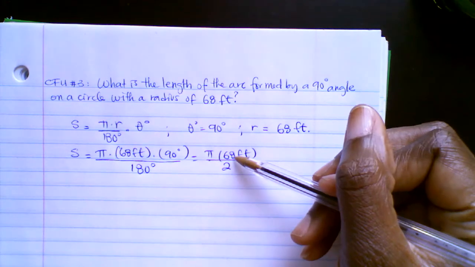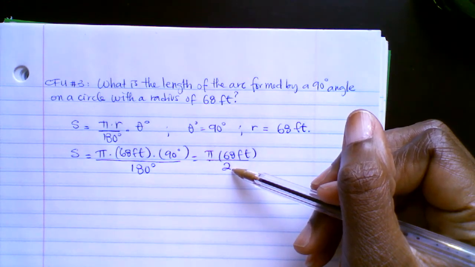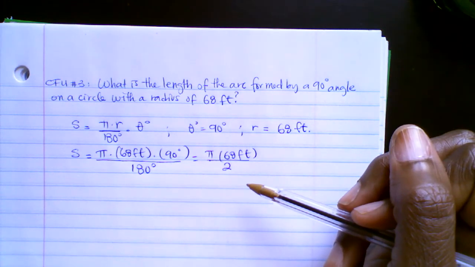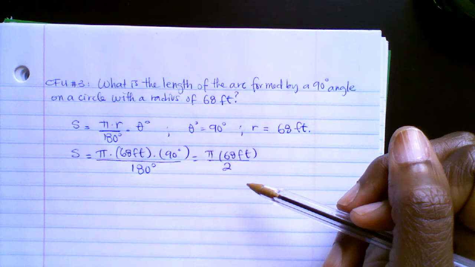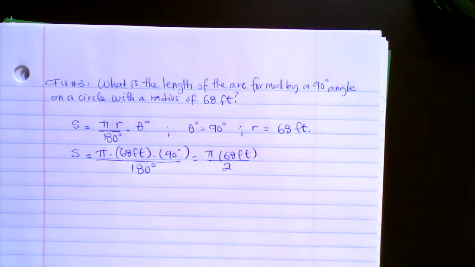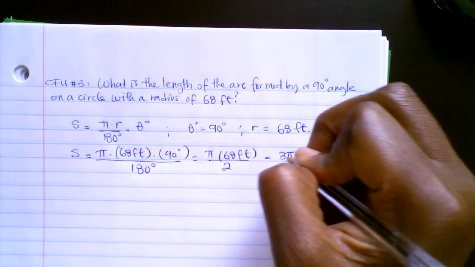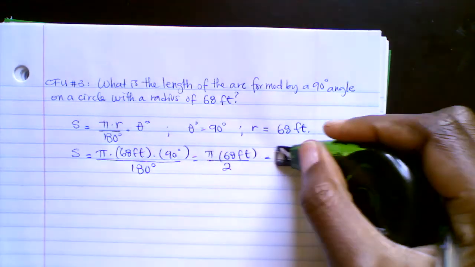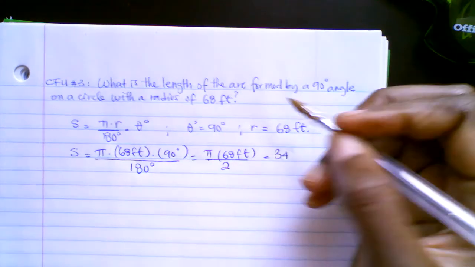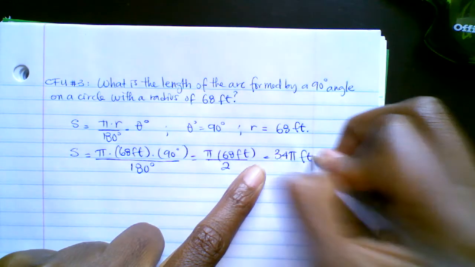And I know that 68 divided by 2 is 34, sorry, 34. So it's going to be 34 pi. Oops, I need to fix that. Let me redo that. 68 divided by 2 is 34 pi feet.